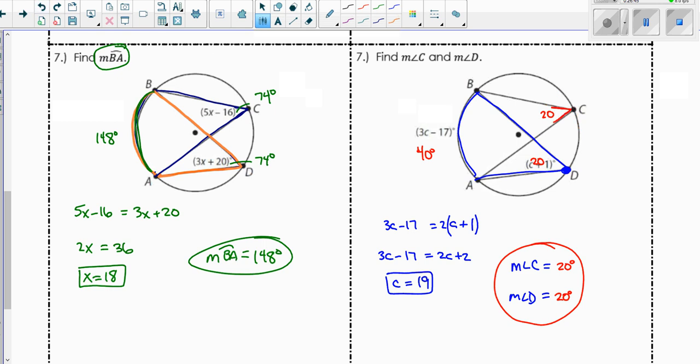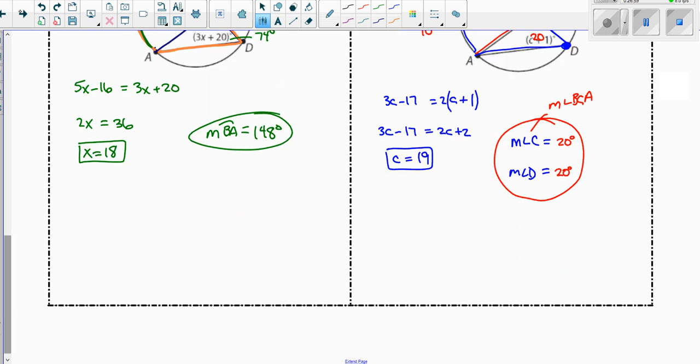However, it would be better to write this angle as the measure of angle BCA, and that way there's no question that it goes from B to C to A. Okay? All right, so that concludes your notes.